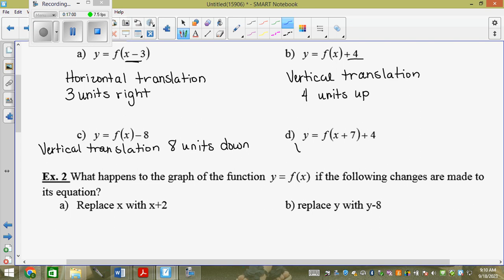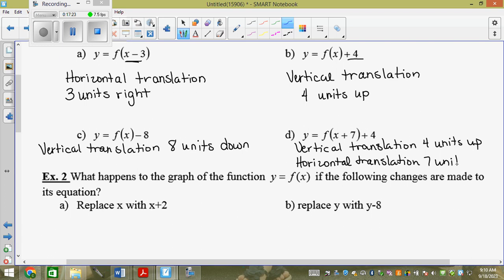This one is a vertical translation or horizontal, doesn't matter which one you list first. You just have to list both. Vertical translation. 4 units where? Up. And a horizontal translation, 7 units left. So do I even have any clue of what this graph looks like?